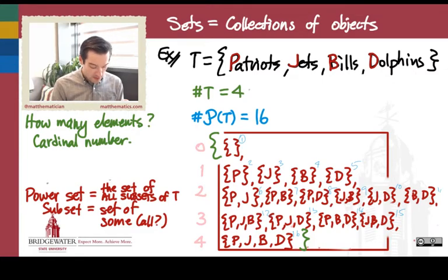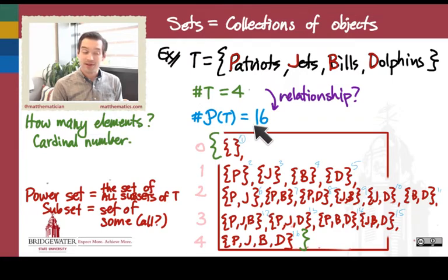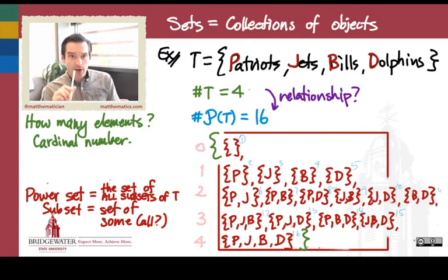So the question that we would ask mathematically is, what's the relationship? Would there have been a way for us to know, based on the cardinality of the set, what's the cardinal number of the power set? If I know how many elements are in T, is there a shortcut to figuring out how many elements are in the power set of T? And fortunately, the answer to that is yes, there definitely is. And to figure that out, I think the easiest way is to take another tour through all of the elements that we've listed here, all of the subsets that are elements of the power set.